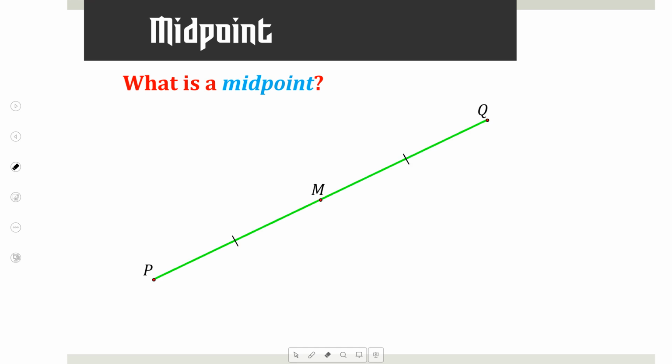There's a picture of one. Let's talk about those little dashes. Those are called tick marks. I didn't have time to explain those the other day, but tick marks are used to denote things that are equal in the picture. So in this picture, for instance, the segment PM is equal to the segment MQ. Let me write that down for you. PM is equal to MQ. Okay, that's the easy one.